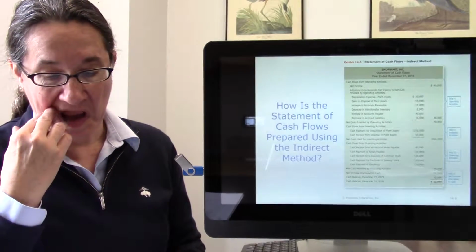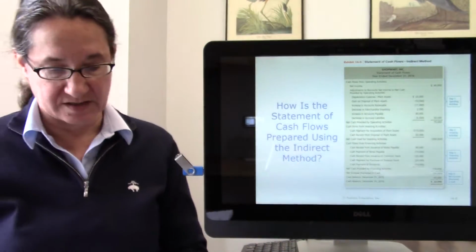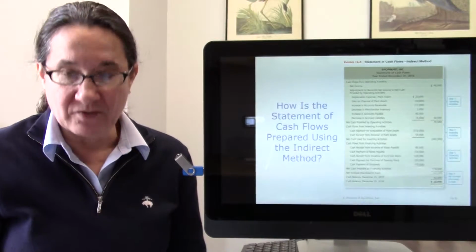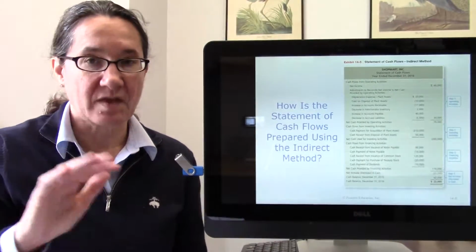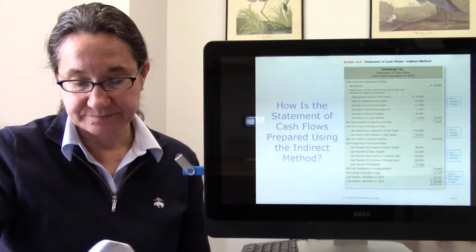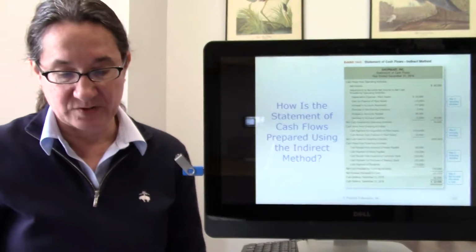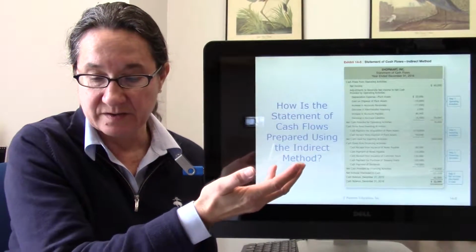And what we end up with is a statement of cash flows that looks like this. So this is an overall. This is how do we do this? Well, again, we're going to practice this in class, and I'm going to break out just the operating activities in a few minutes. But here's your first idea of what a cash flow statement is, right?